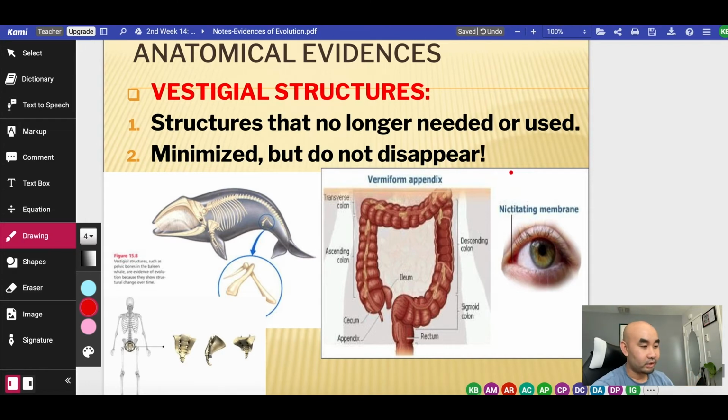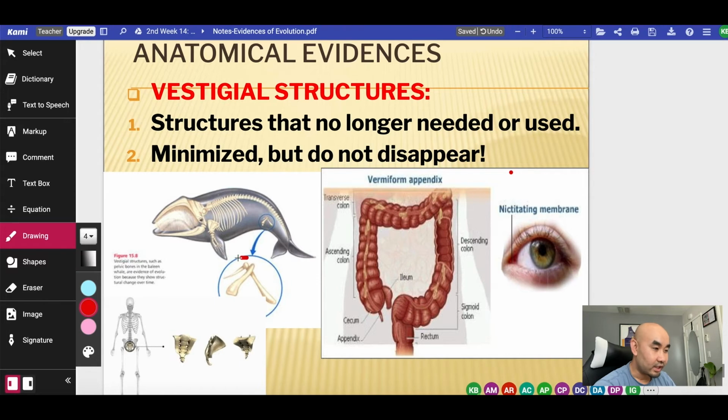For example, in humans, we have the coccyx or tailbone. We don't have a tail, we know that. But we do have a remnant, these bones that remind us of a tail. And that kind of supports the theory of evolution where humans might have evolved from other primates, monkeys, right? Because we used to have a tail according to evolution and vestigial structure.